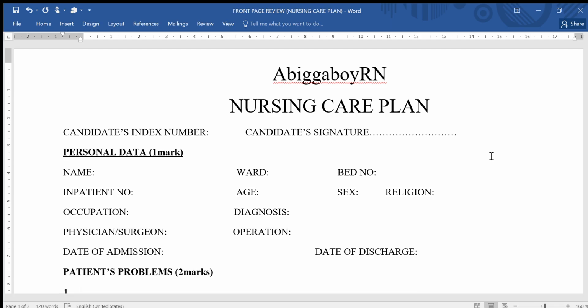Front page review of the nursing care plan. Stay with me. If you have your own care plan, pick it and let's fill the front page in real time. So this is a customized nursing care plan. Don't get it twisted.